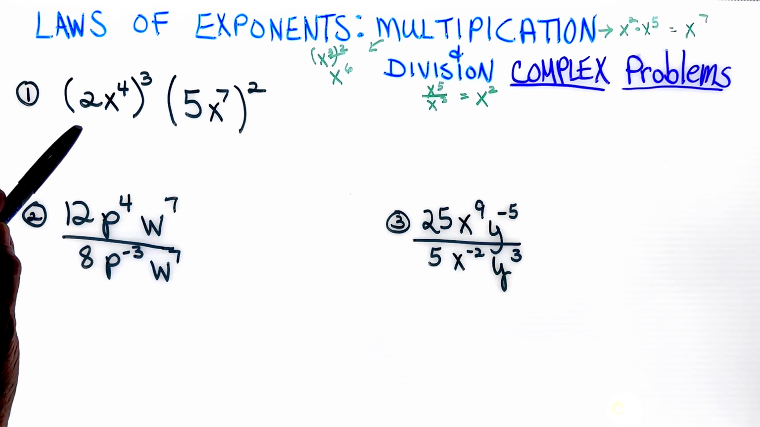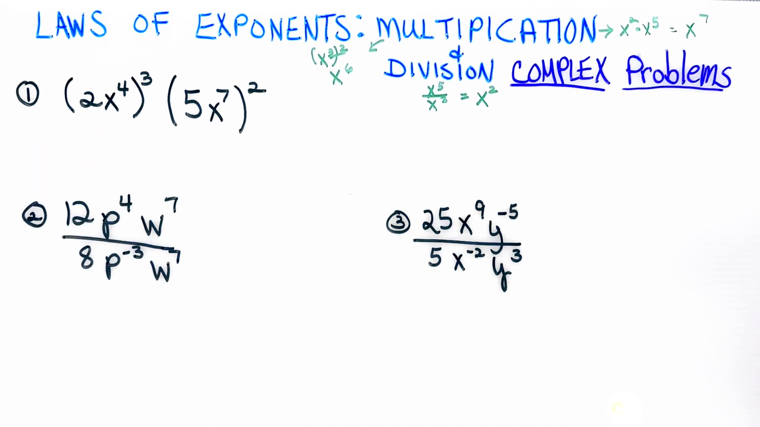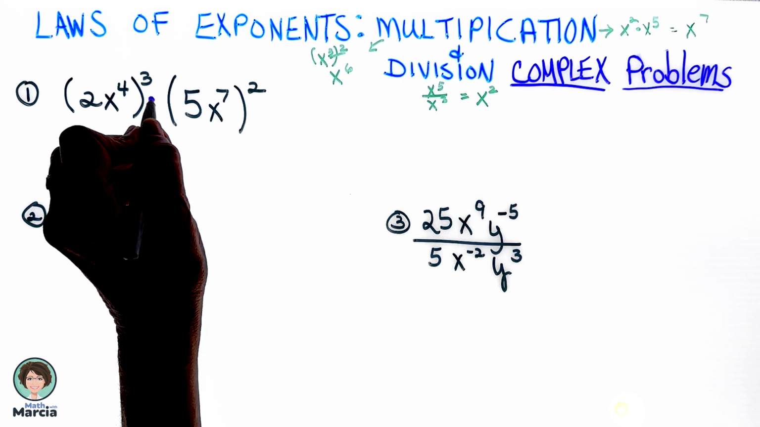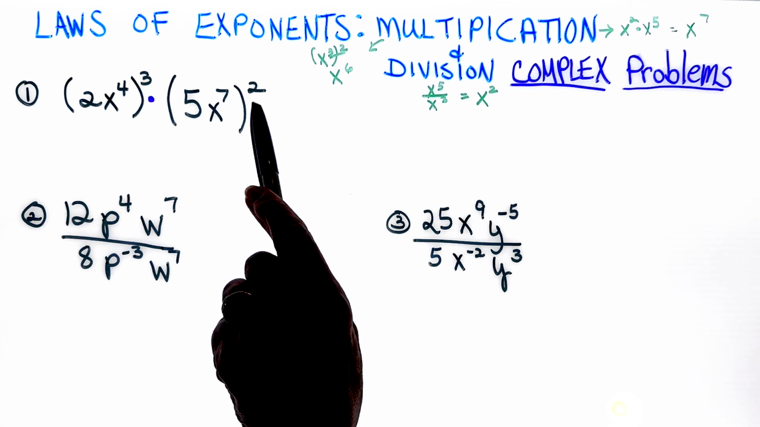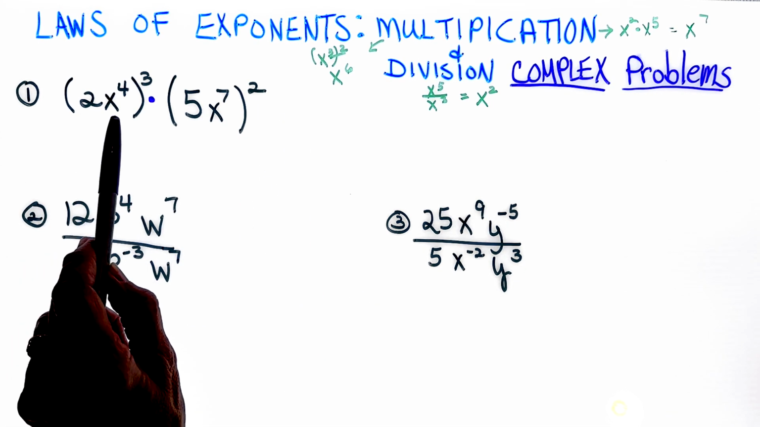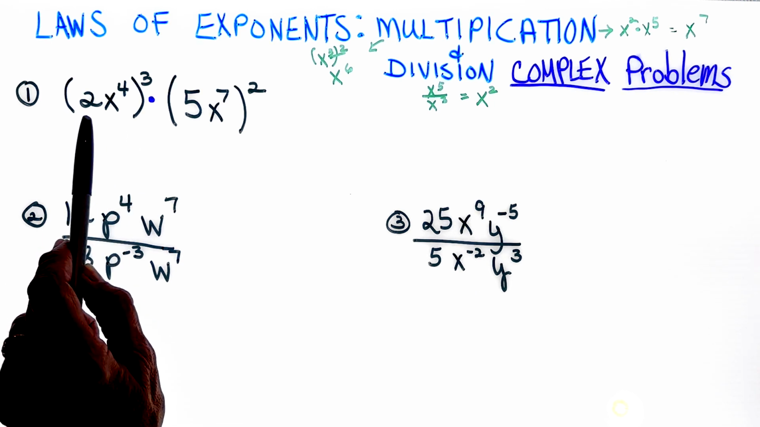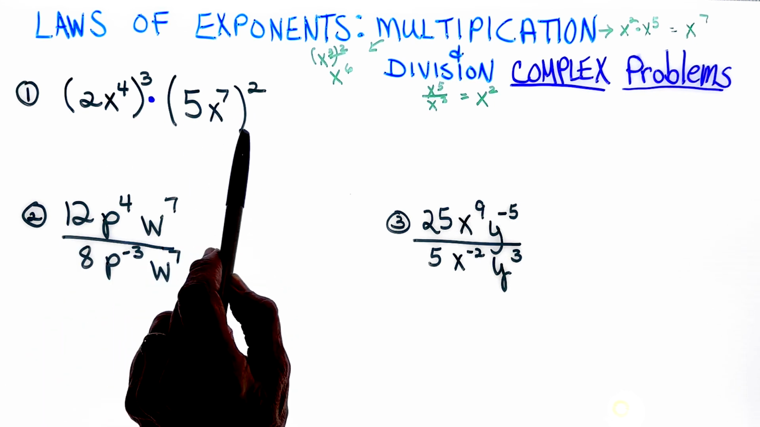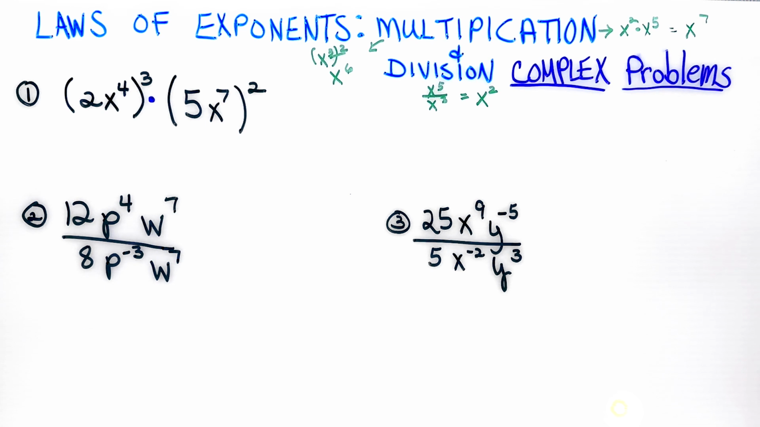All right, so let's look at number 1. We have 2x to the fourth taken to the third power, and when it's written beside each other, this means times 5x to the seventh taken to the second power, or squared. Well, order of operations tells me I've got to simplify this because it's an exponent taken to a power. I've got to simplify this, and then finally, we'll put our answers together.